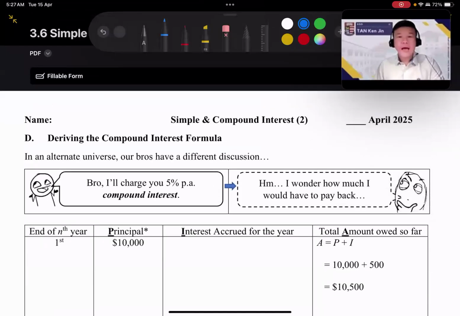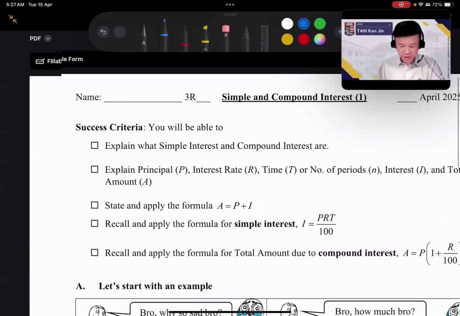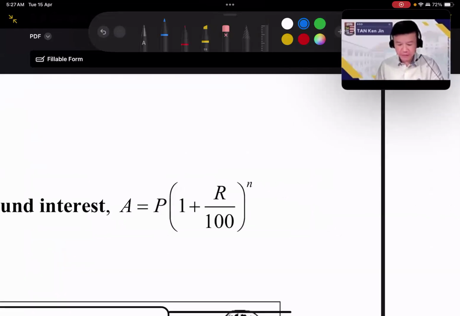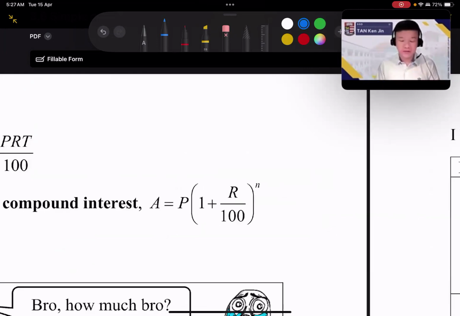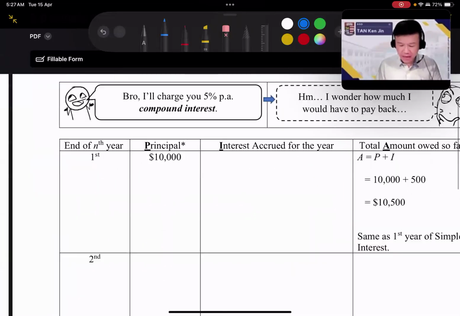We have now come to the second part of the set of notes, which is about compound interest. Okay, so I mentioned at the start that you need to learn how to use this particular formula: A equals P bracket 1 plus R over 100, to the power of N. This is where the indices part comes into the whole topic. So let's come back here now.